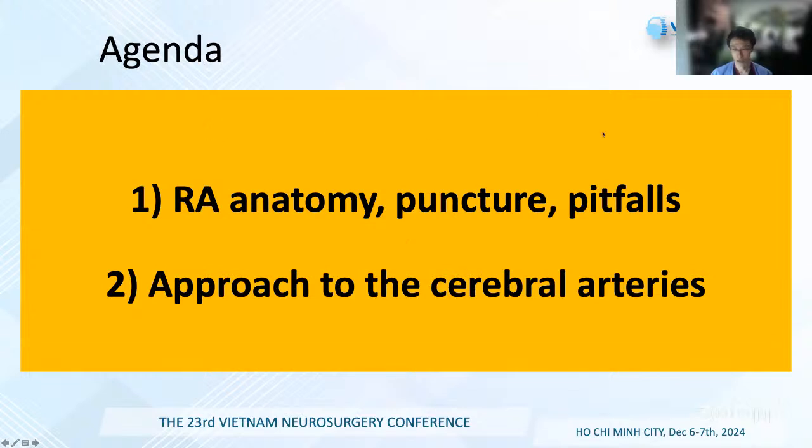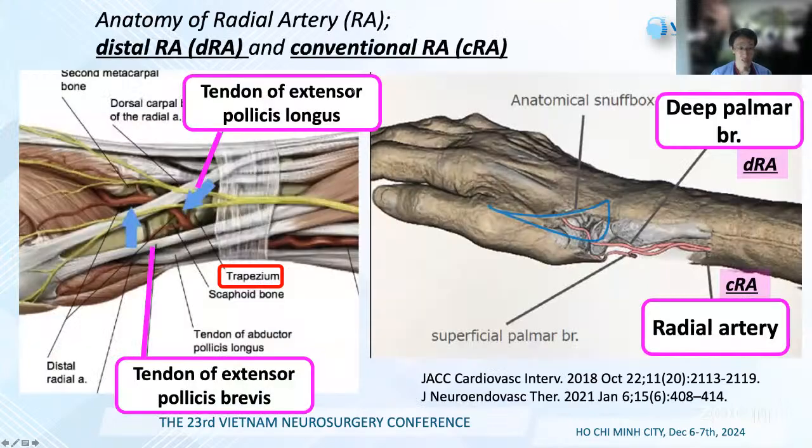So this is today's menu. At first, I will speak about the anatomy, puncture, and pitfalls. Next, I will speak about the approach to the cerebral arteries. So this is the anatomy of the radial approach: distal radial artery and conventional radial artery.